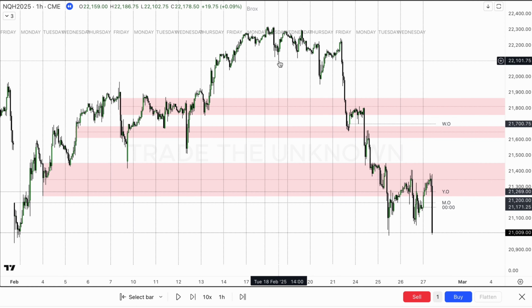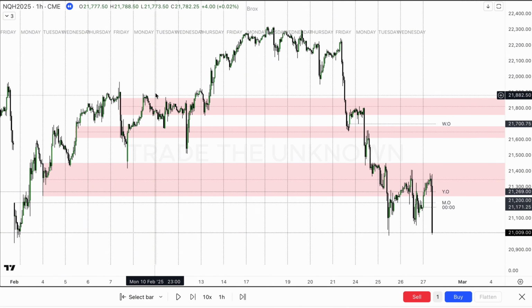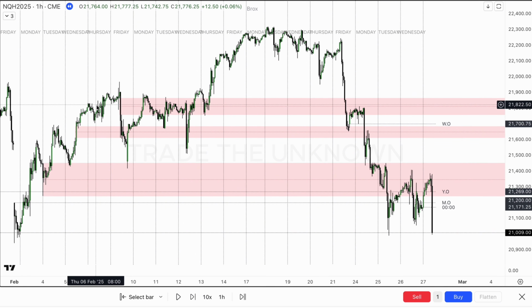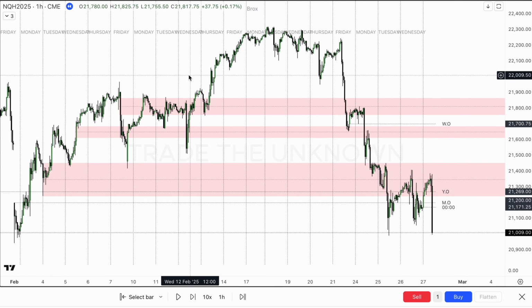So obviously there's a reason why I have also drawn these boxes. And this is a big thing that people don't really think about: how are you getting these reference points in your analysis? What are you actually looking for? I'm telling you, if you extend PD arrays from the left side of the curve over to the right side of the curve, you'll see something beautiful happen. And this week has been a perfect example.